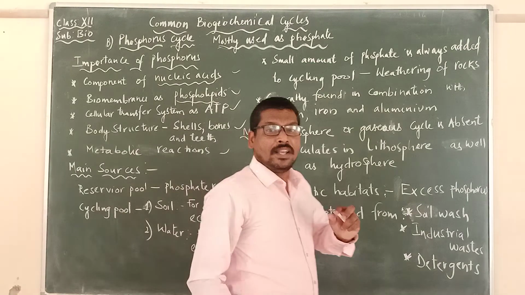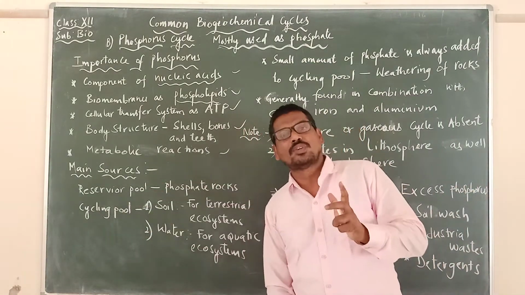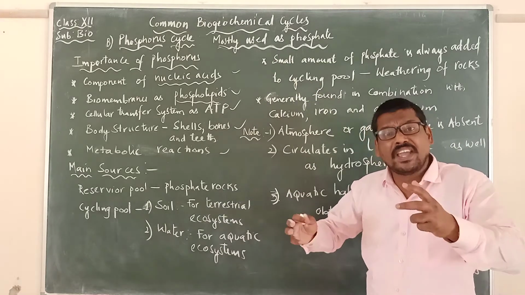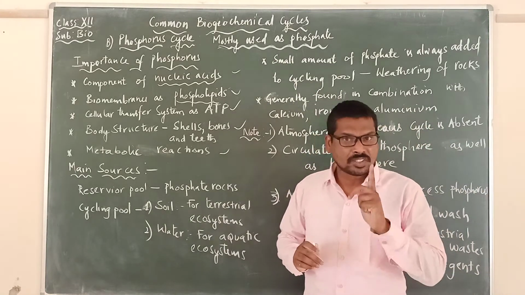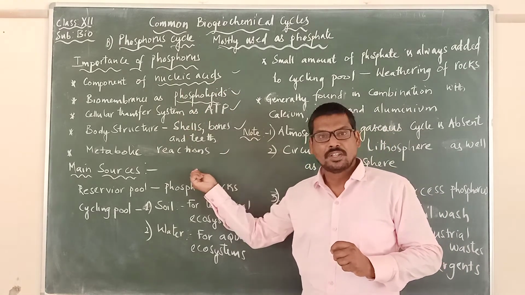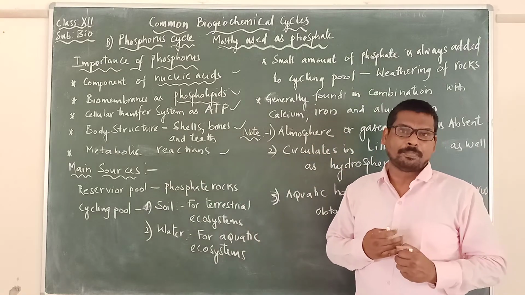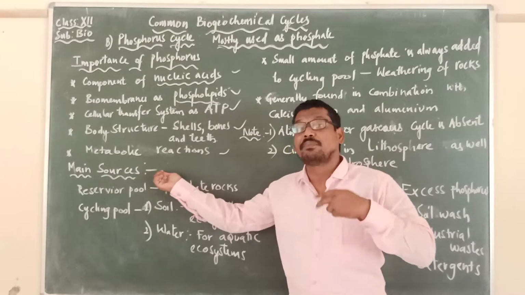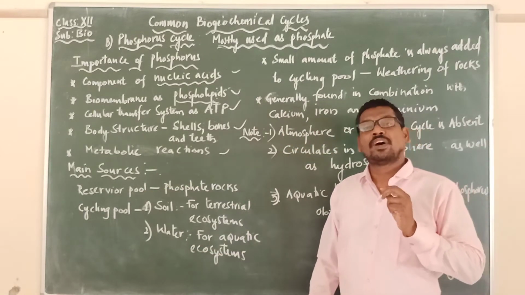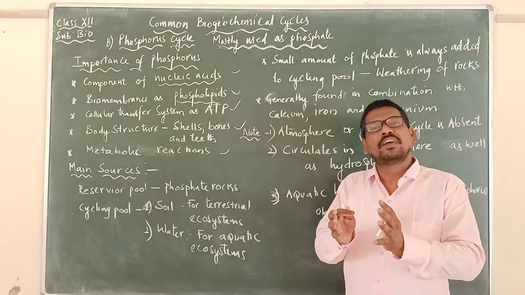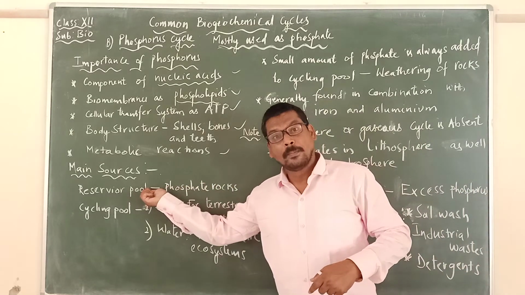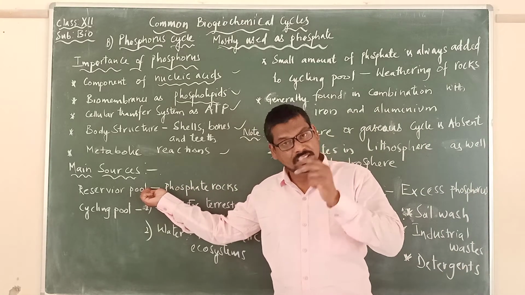And now we will see other simple points regarding the main sources. What are the main sources to obtain this phosphorus? From where are we obtaining this phosphorus? Because already we said that this particular chemical is very important in all these ways. So from where can we obtain it is the question now. The main source from where we can obtain this is the reservoir pool. Reservoir pool is a place where it is present abundantly, the chemical, whether carbon or phosphorus.